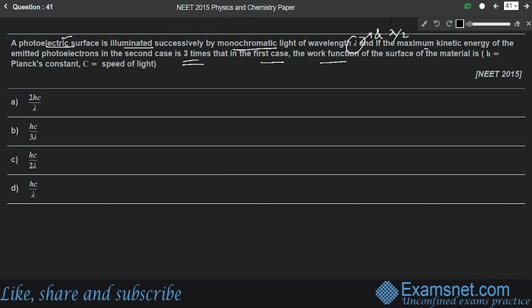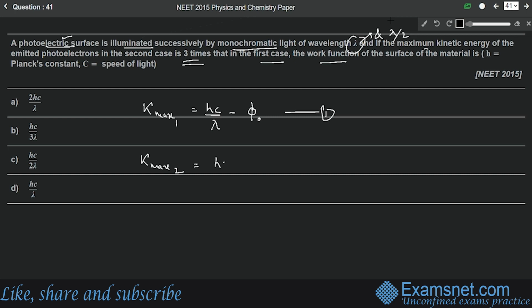Okay, so first let's find out the maximum kinetic energy in the first case. We know that K max is equal to hc by lambda minus the work function phi naught. So in the first case, K max 1 equals hc by lambda minus phi naught. In the second case, K max 2, the wavelength is lambda by 2.